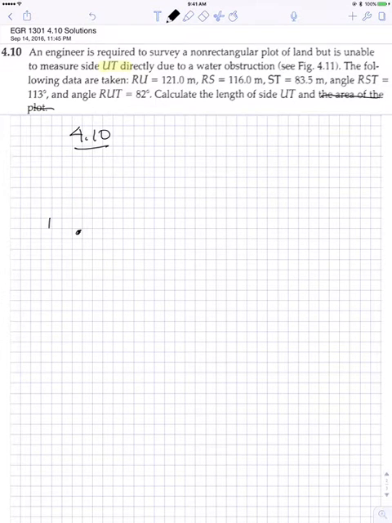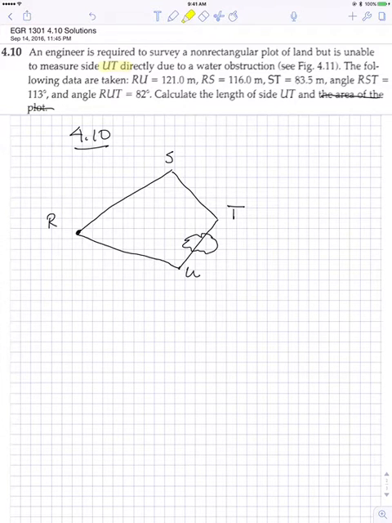We have a point R going to a point S, going to a point T, going to a point U, and the water obstruction is here. All right, so what we're looking for is this length, UT. And what we know is RU.